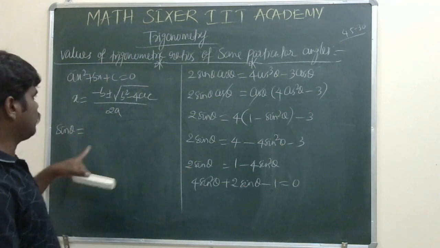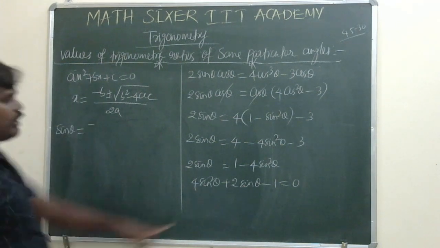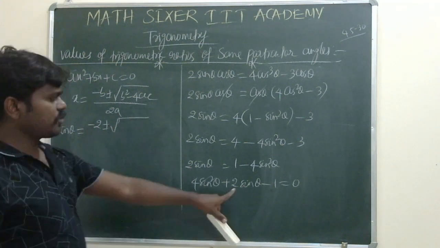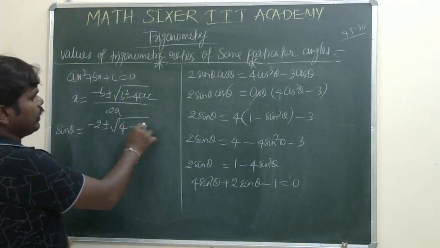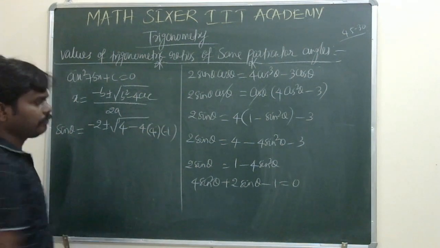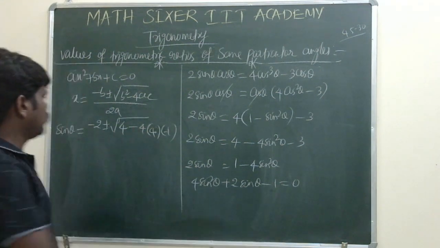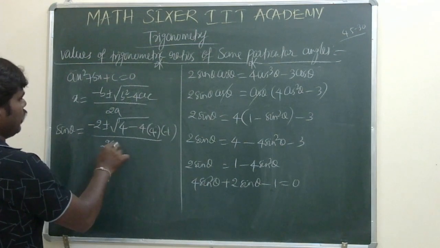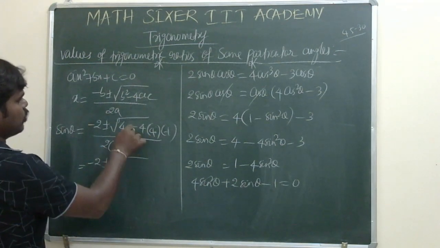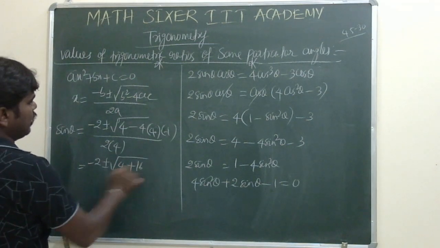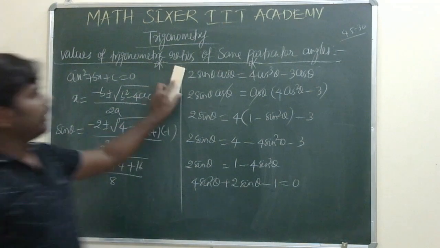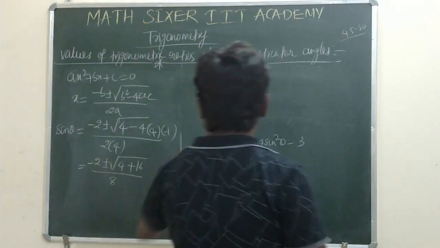So sin theta is equal to minus b, which here is 2, so minus 2 plus or minus square root of b square, which is 2 square, that is 4, minus 4 into a, which is 4, and c is minus 1, divided by 2a, so a is 4. So minus 2 plus or minus square root of 4 minus 1, minus becomes plus, 4 4s are 16, divided by 2 4s are 8. Okay, so next we have to simplify.